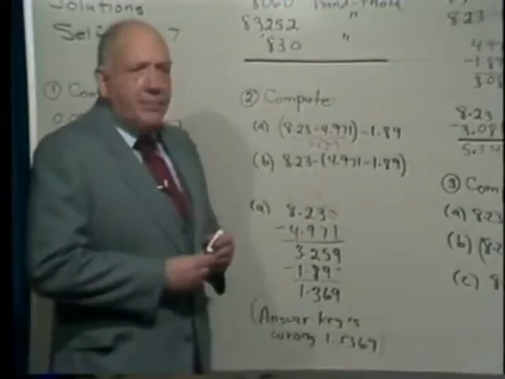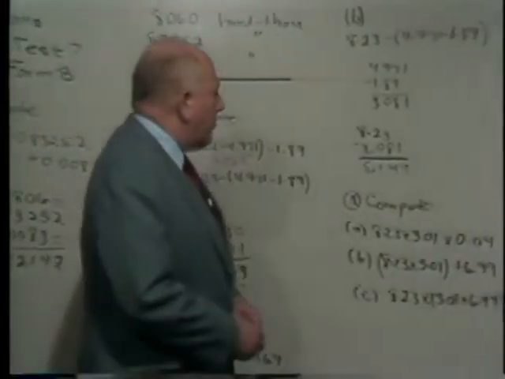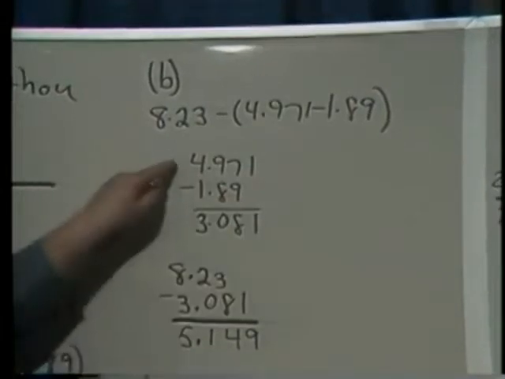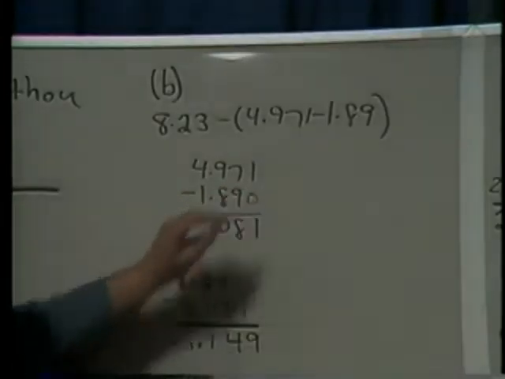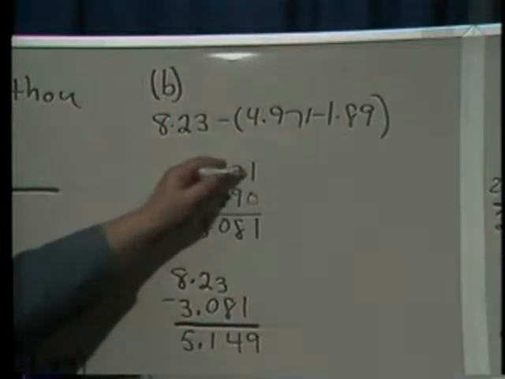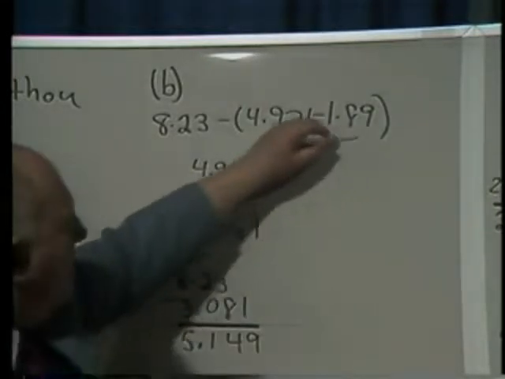Okay? And part B is exactly the same kind of a problem, only the order of subtraction is different. This time, we're going to start with the 4.971 and subtract the 1.89. And again, you may or may not wish to put the 0 in here. You don't have to, because it's already serving there as a placeholder. Taking nothing from 1 is the same as bringing the 1 down, so there's no problem that way. At any rate, if you do that subtraction, you wind up with 3.081.